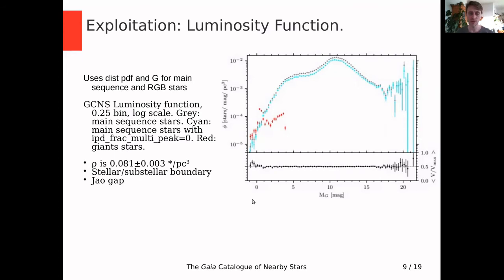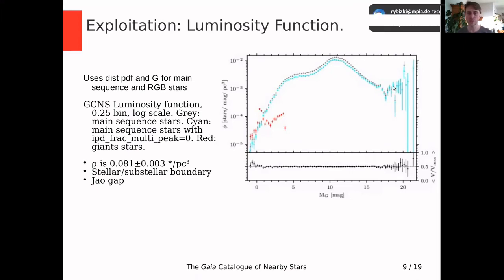You see the luminosity function here in absolute G magnitude on the x-axis. Bright stars are here, faint stars are here, and our sun would be around magnitude of 5. And on the y-axis, you have the number of stars per magnitude bin per volume. In red, you have the giant stars, and you see a clear peak for red clump stars. And for the main sequence, the luminosity function is peaking at around 11th magnitude. Then it goes down again for fainter objects.